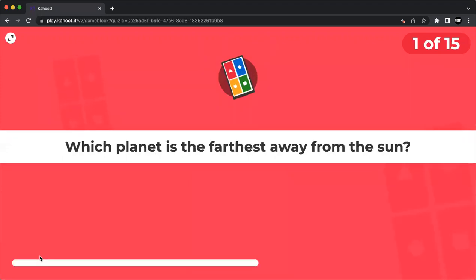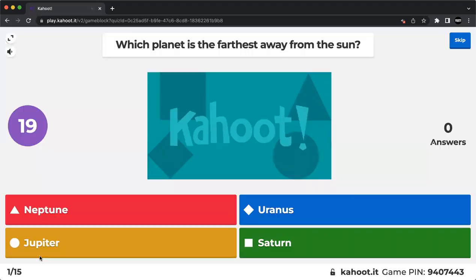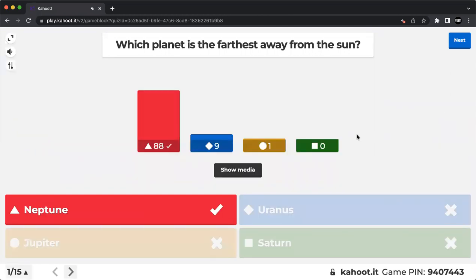Which planet is the farthest away from the sun? Yep, it's Neptune.